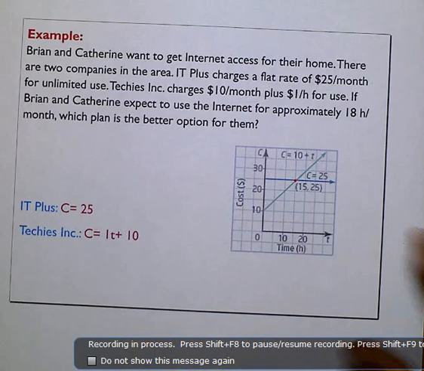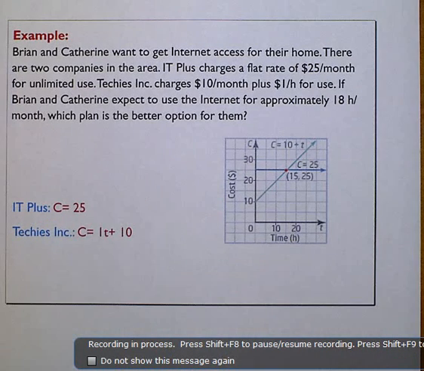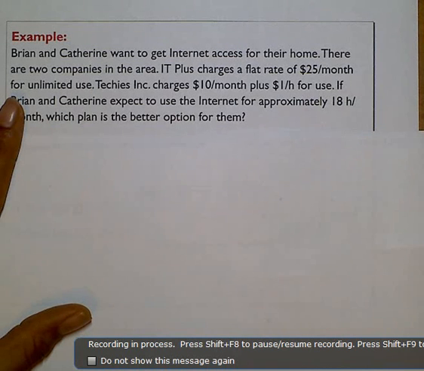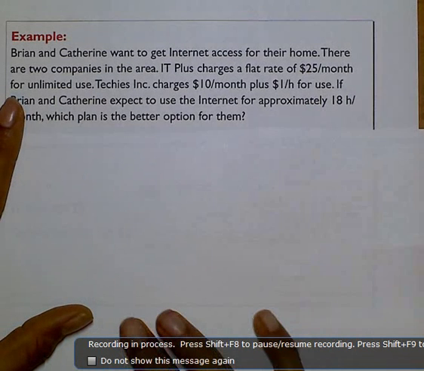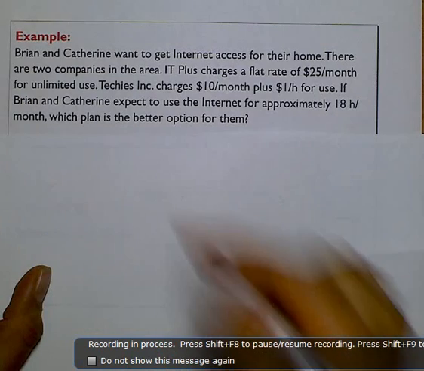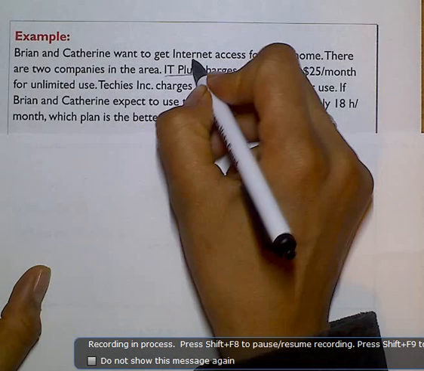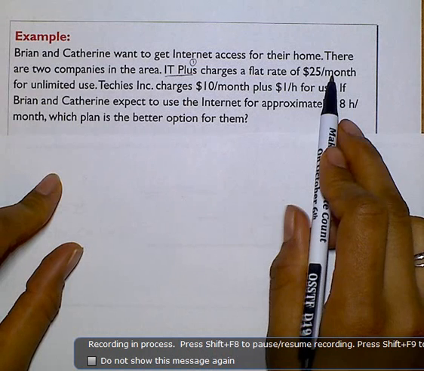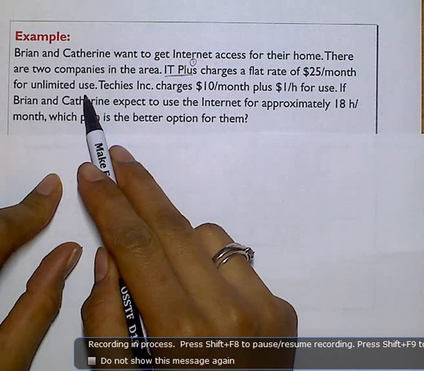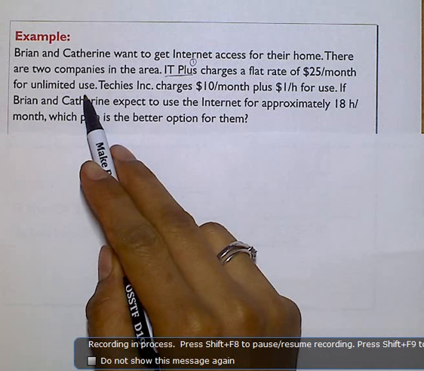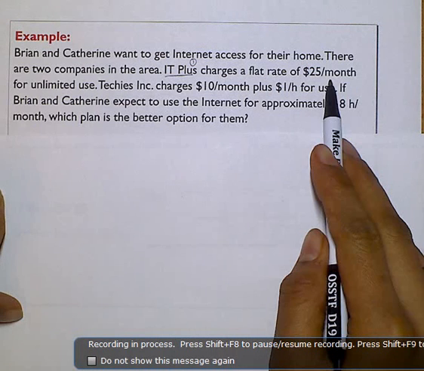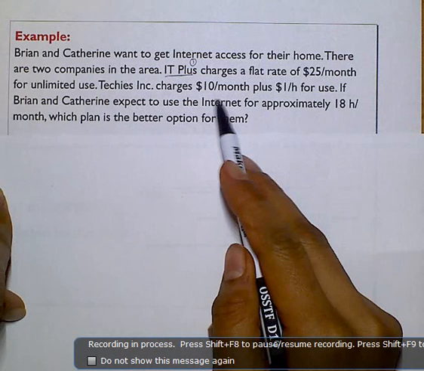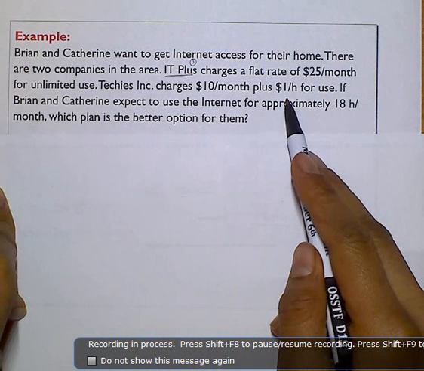Okay, so Brian and Catherine wanted to get internet access for their home. There are two companies in the area, IT Plus, that's the first one. It charges a flat rate of $25 a month for unlimited use. So no matter how many minutes or how many hours you're going to use the internet, you just have to pay $25 every month. Whereas Techies Inc. charges $10 a month plus $1 for every hour of use. So if Brian and Catherine expect to use the internet for approximately 18 hours a month, which one is a better option for them?